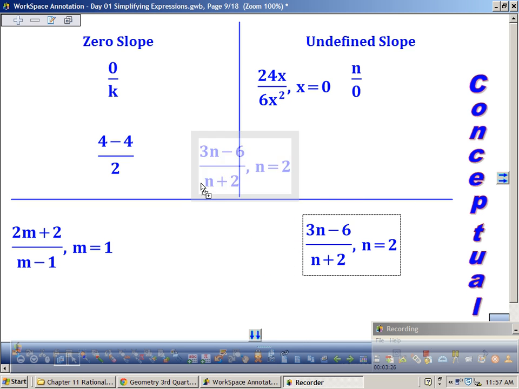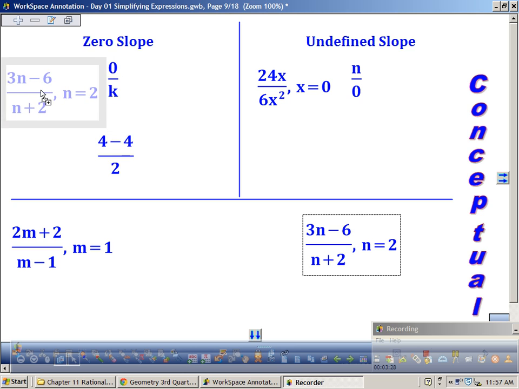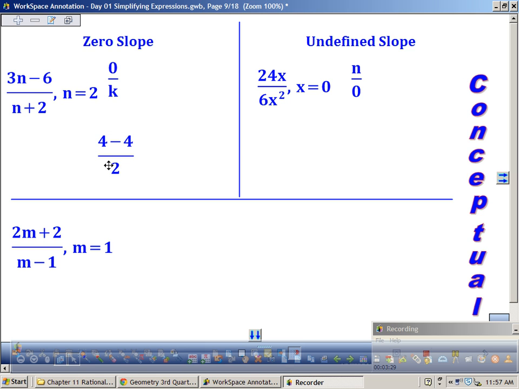So where does this one go? 0 slope. Why? So if I take this 2 and plug it into n, it's going to be 3 times 2 is 6, and 6 minus 6 is 0. But what about the denominator? What would the denominator be? 4. So that one is okay, right?